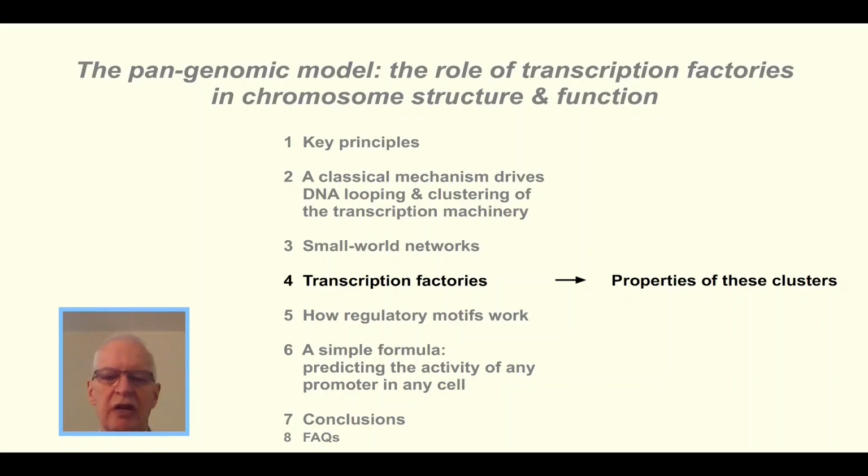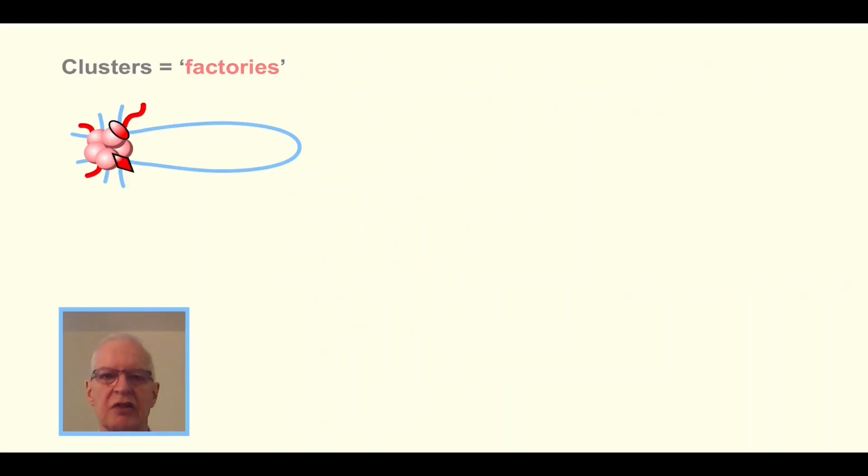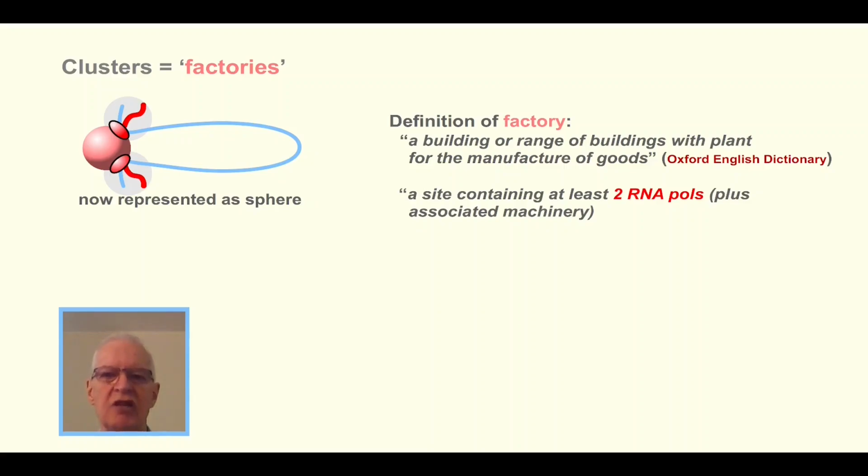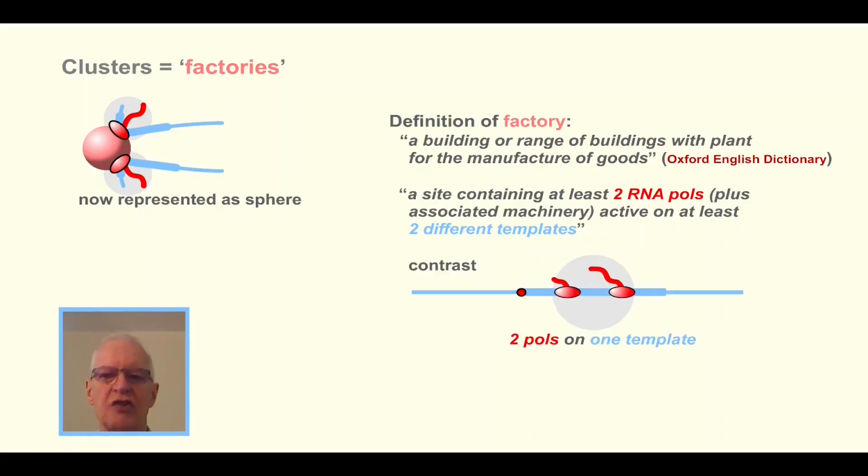In this section, I'm going to describe some properties of these clusters, which from now on I'm going to call factories and represent them as spheres. This is the dictionary definition. We originally defined a factory as a site containing at least 2 RNA polymerases active on at least 2 different templates. And this was to contrast it with this situation.